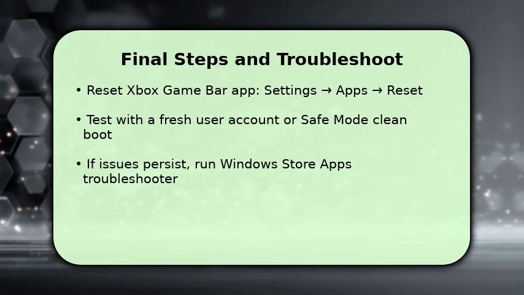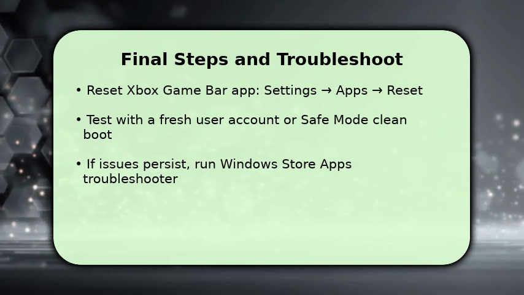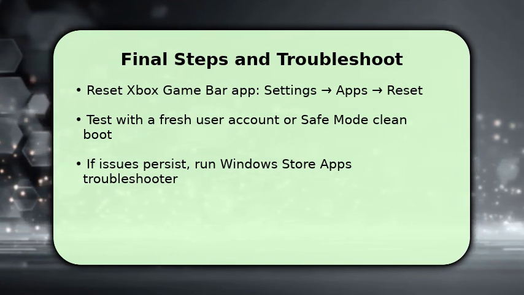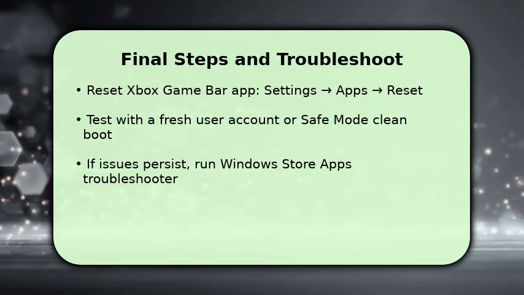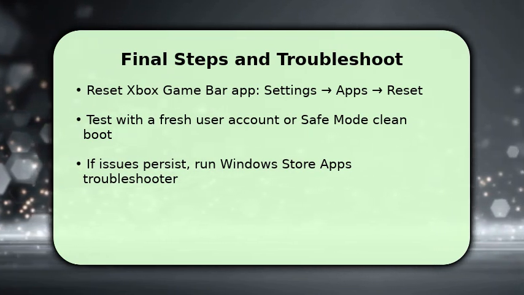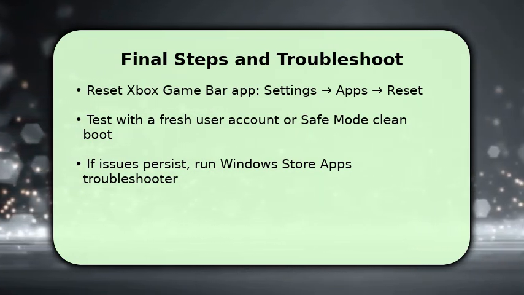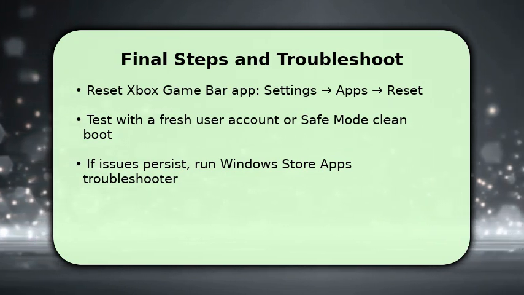If problems continue, create a fresh Windows user or perform a clean boot to rule out startup conflicts, because third-party overlays or antivirus often block capture. Finally, run the Windows Store Apps Troubleshooter and reinstall the app if needed. If it still fails, one key tip: check antivirus or overlay software and temporarily disable them while testing.